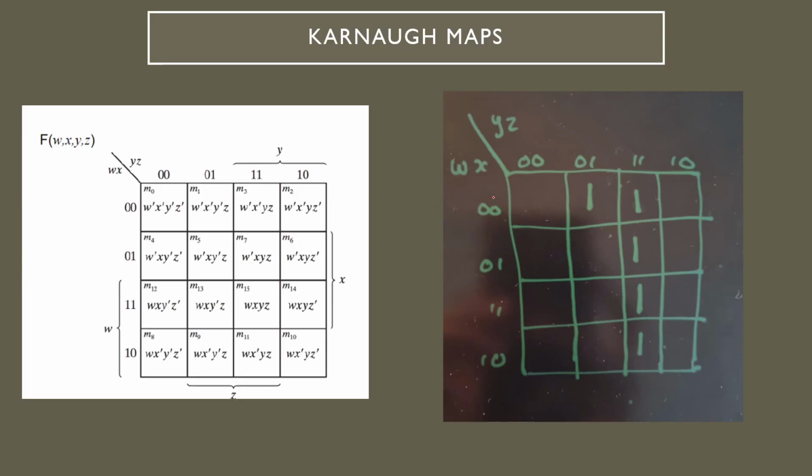And here the ones are only for the M1, M3, M7, M15, and M11. Great. So when I fill these in, this is what I get. But now how do I work with this? Well, I have to group these.